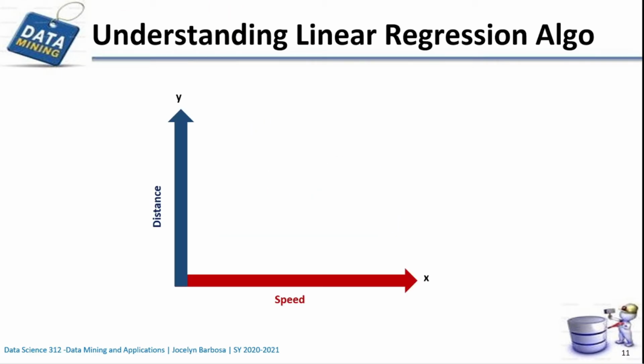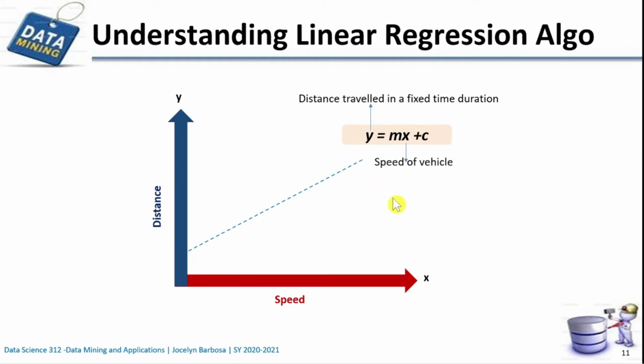Also, suppose we have a graph here, with speed on the x-axis and the distance covered on the y-axis within a fixed time duration. If we plot a graph between the speed traveled by a car or a vehicle and the distance traveled in a fixed time duration, then we get a positive regression line, or a positive relationship between these two variables. Here, y is the distance traveled in the fixed time duration, and x is our independent variable, the speed of a vehicle.